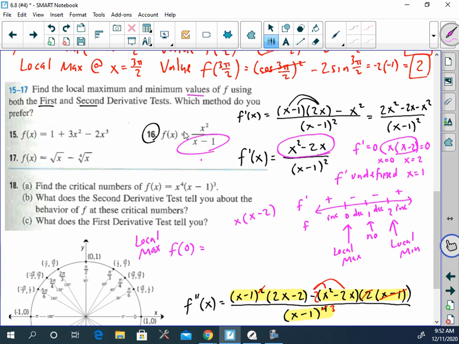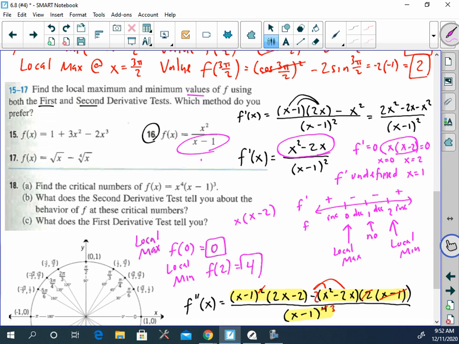So, I'm plugging into the original function, so don't I just get 0? So our local max value is 0. And then our local min is when we plug 2 in. So if I plug 2 in, I get 4 over 1, right? Didn't mess that up. It's easy to mess it up.